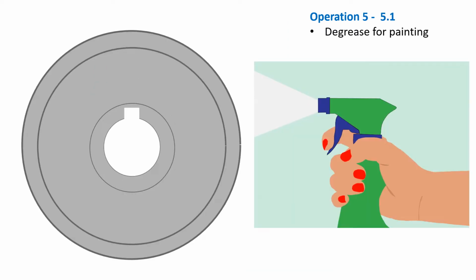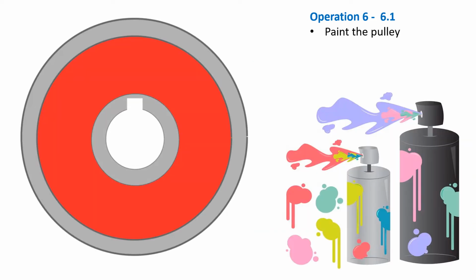Operation 5, Step 5.1. Degrease and prepare for painting. Operation 6, Step 6.1. Paint the pulley.